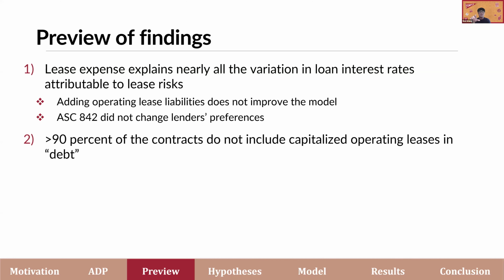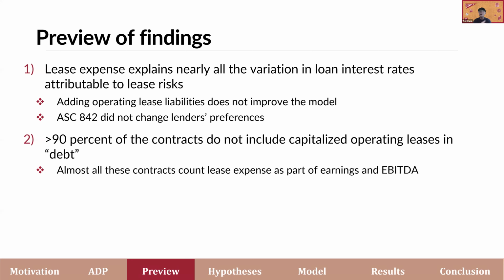When we dig into the weeds of the contracts, we actually examine how loan contracts define those lease measures. We found that more than 90% of the contracts do not include capitalized operating leases in debt. I think this goes back to Kalash's point earlier, right? In the context of loan contracts, an overwhelming majority exclude capitalized leases from their definition of debt. By contrast, almost all of these same contracts do include these expenses as part of earnings and EBITDA.